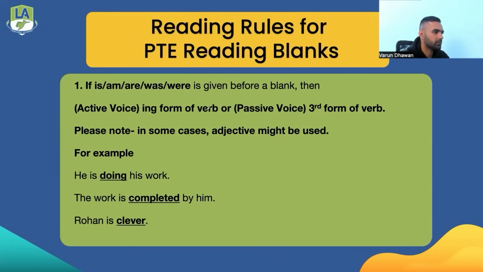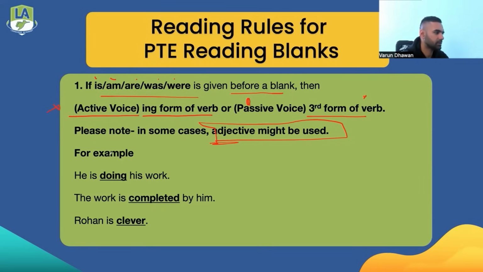Very first rule, if you have got any blank after is, am, are, was, were, means if is, am, are, was, were, any of these words is given before a blank, then if the sentence is in active voice or active form, you have to use the ing form of verb. In passive form, in which object comes first and subject afterwards, third form of verb. In some cases an adjective is also used, but this is very rare. Either you'll use ing form or third form.